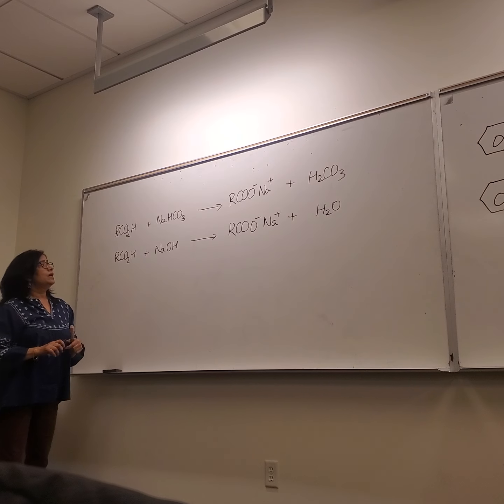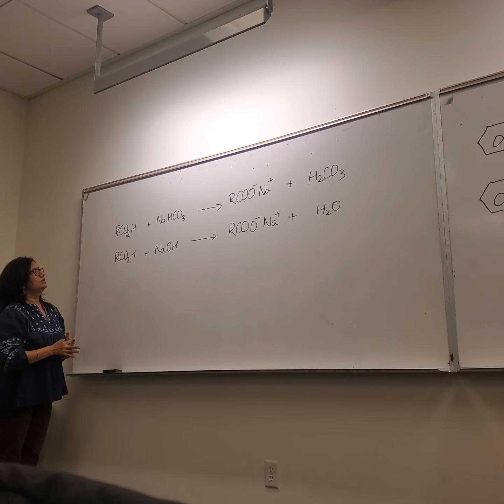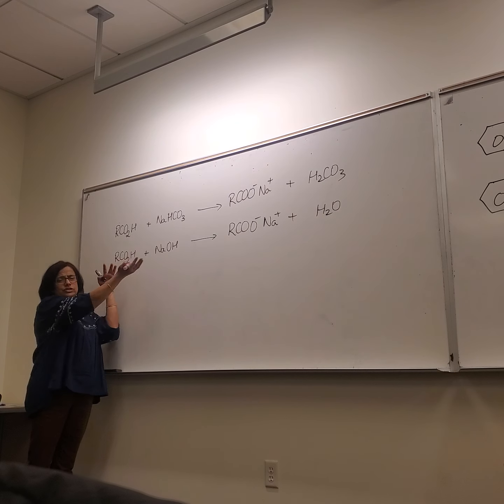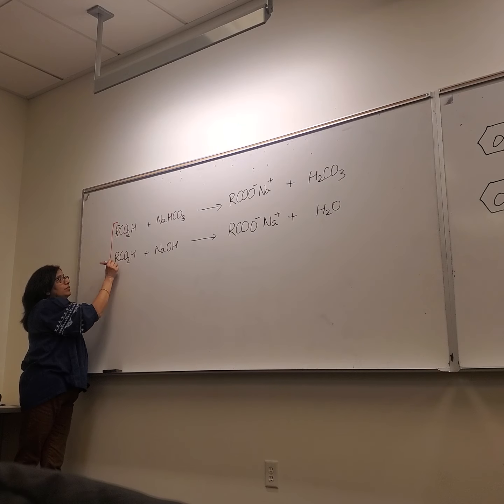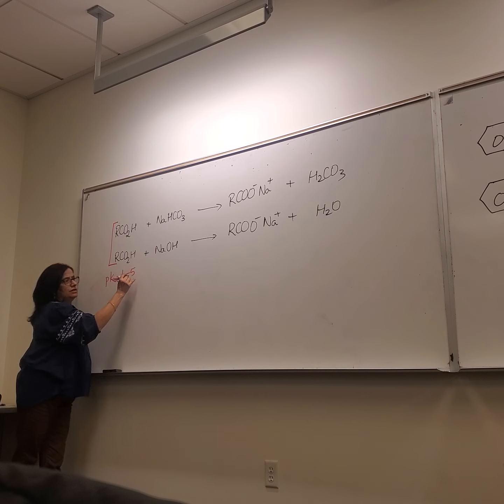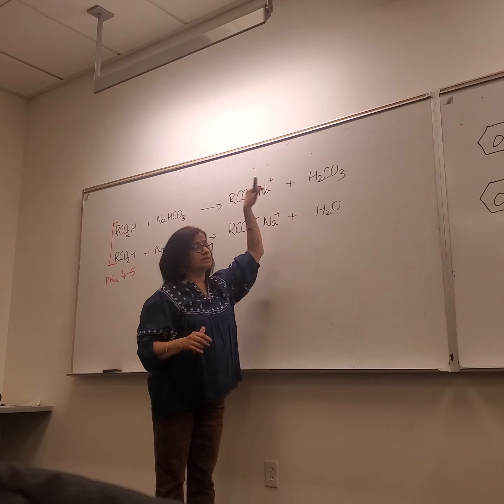Here's what I want you to do, please. Because again, which is the acid in these reactions? On the reactant side, which is the acid? The carboxylic acid. Do you guys agree? What are their pKa's? Generally between 4 and 5. What's the acid in the first equation on the product side?